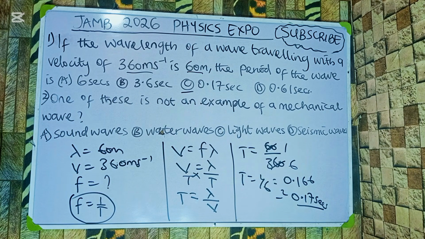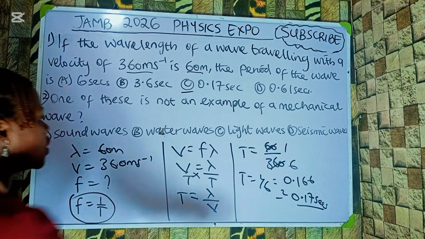Question 2. Which of these is not an example of a mechanical wave? A. Sound wave. B. Water waves. C. Light wave. D. Seismic waves. Now we must know that mechanical waves are waves that require a material medium. So in all of these options listed, the only wave that does not require a material medium is light wave, which is under electromagnetic wave. So the correct option to this question is option C.